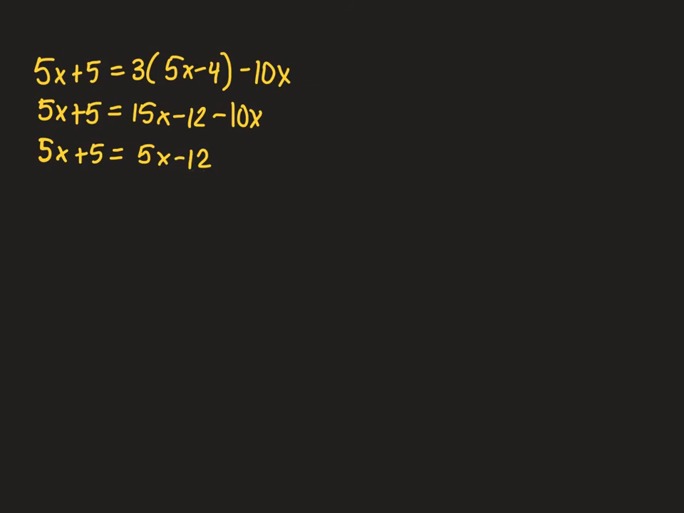If I get rid of the chicken legs from both sides, I'm left with 5 equals negative 12. If you get to that situation where you have a number on one side, a different number on the other side, this question is called no solution. There is no answer for x. There's no number that will fit in here for x to make this a true statement. So on your paper, you end up writing no solution. No solution is the answer.